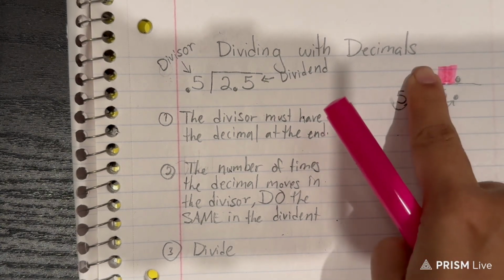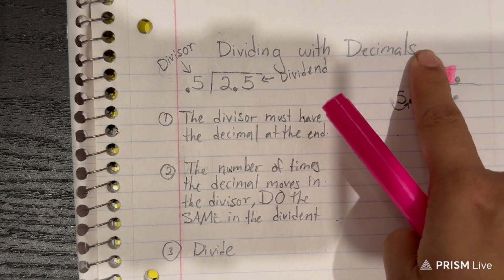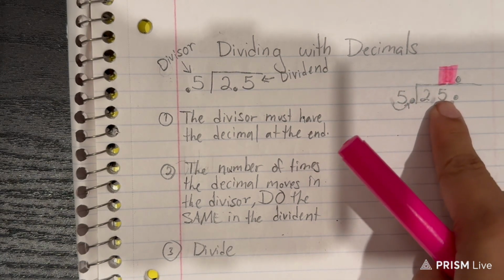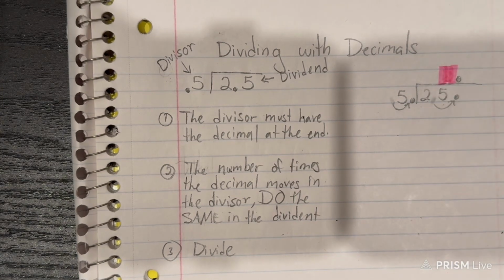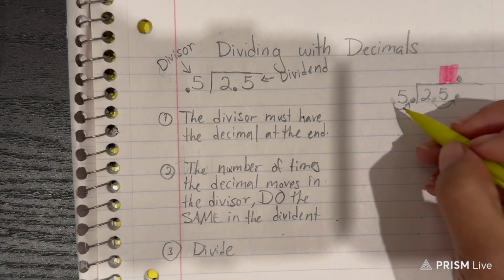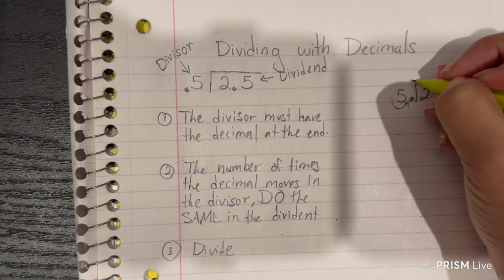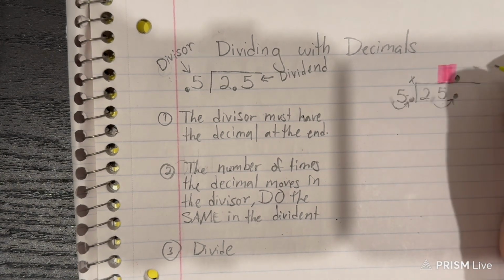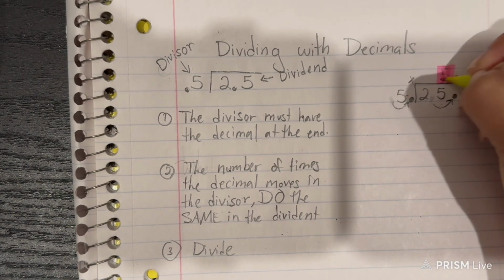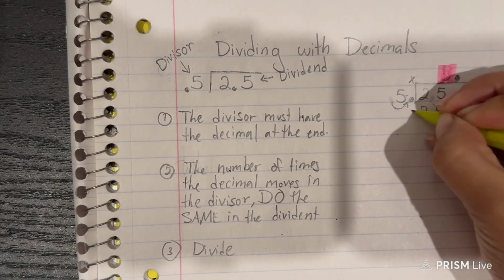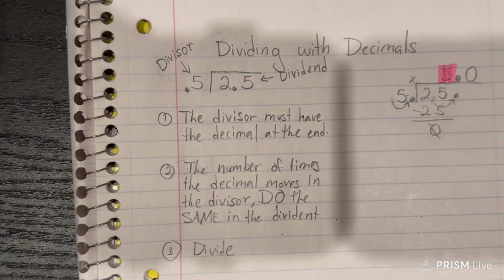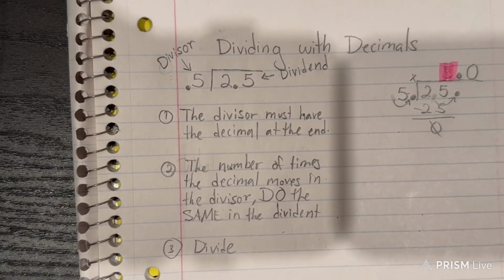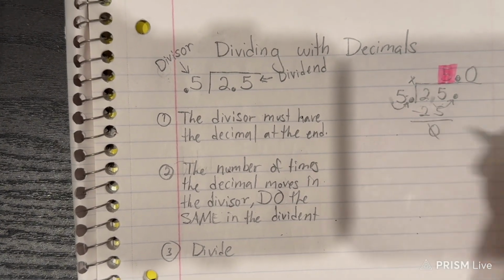5 does not go into 2, so I'm not going to put a number above it when I have my answer. 5 goes into 25. That last number, the first number that I have, will go up there. So it goes into 25. We know that 5 times 5 equals 25. And my number will be 5.0.